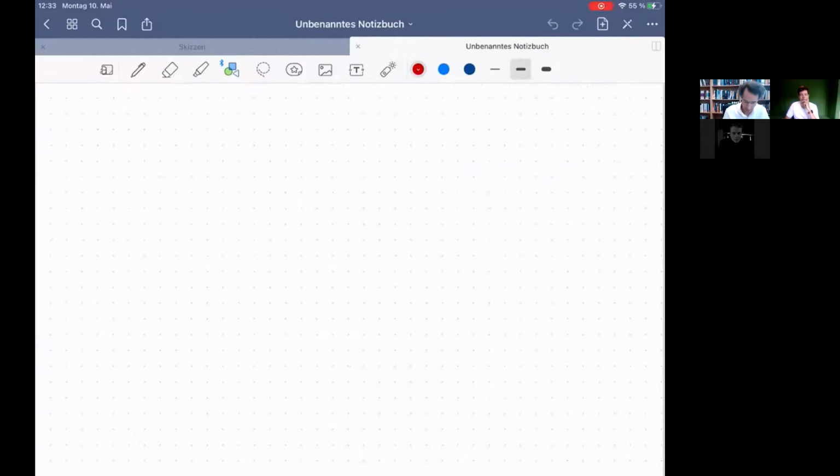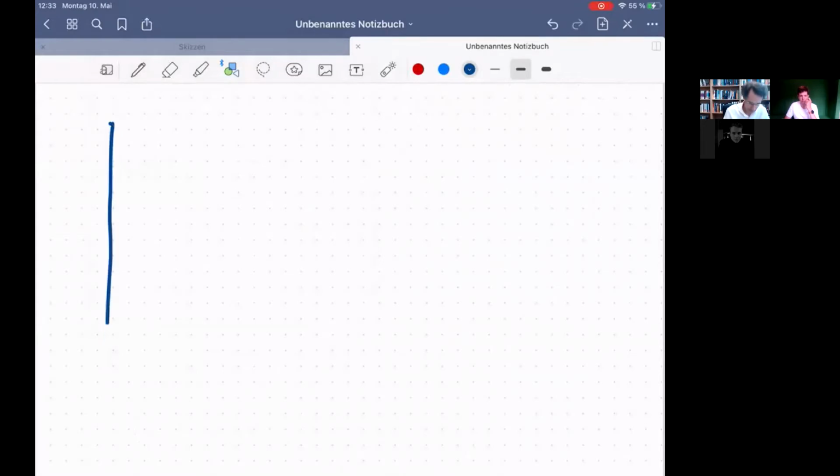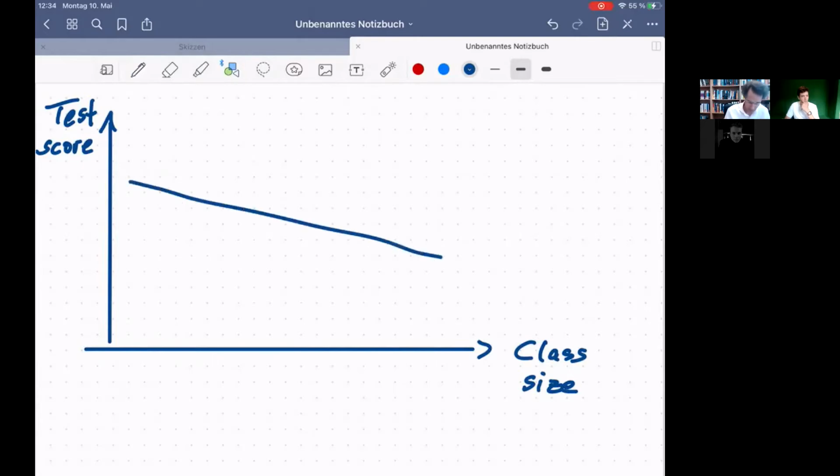So let's look at a simple example. We have our coordinate system. We have the test score as our dependent variable, and we have the class size as our regressor. Then suppose there's some true relationship between these two. Let's assume it's negative. And then we look at the data points.